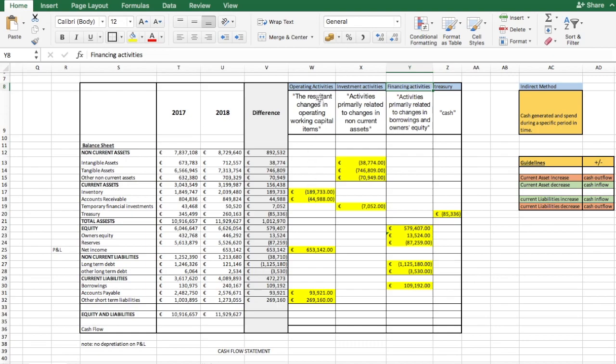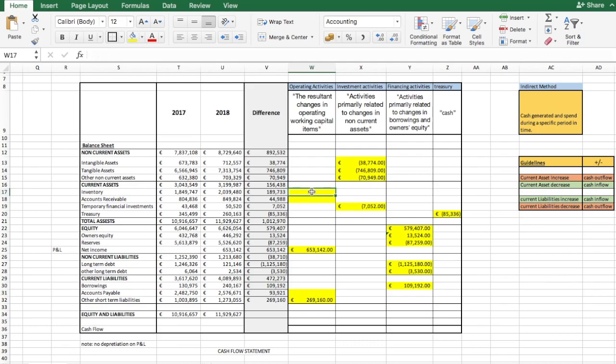I'm going to begin with operating activities, and these are the resultant changes in operating working capital items. The working capital items are most of them in the current assets and the current liabilities. These are the short-term changes in working capital. I'm going to erase a few examples. This one, clear content, and this one, so we understand.